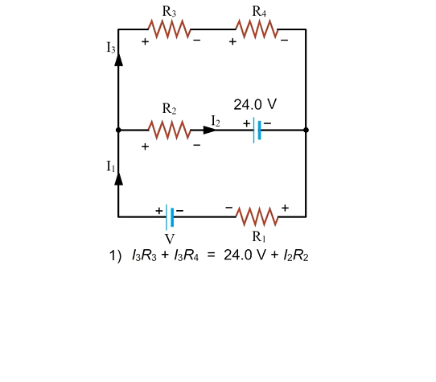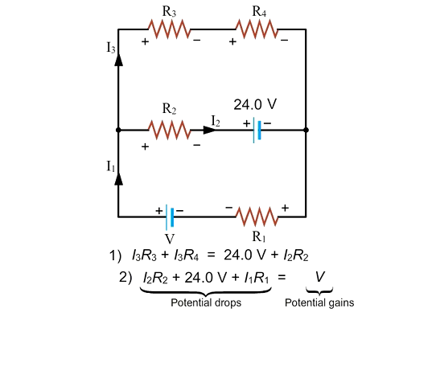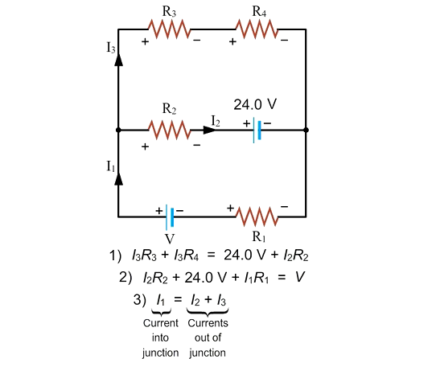We will now apply the loop rule to the bottom loop to generate the second equation. We will start in the lower left-hand corner and follow the direction of the current, setting the potential drops equal to the potential gains. Using Ohm's law for the potential drop across a resistor again gives us the following equation. We will now apply the junction rule to the junction on the left side of the circuit, setting the currents leaving the junction equal to the currents entering the junction, which gives us a third equation.